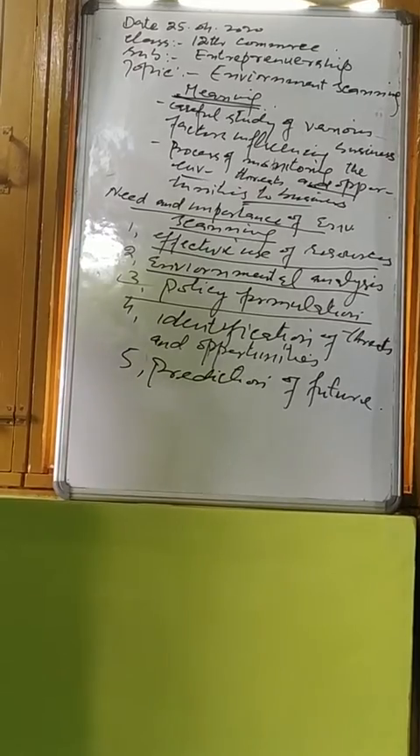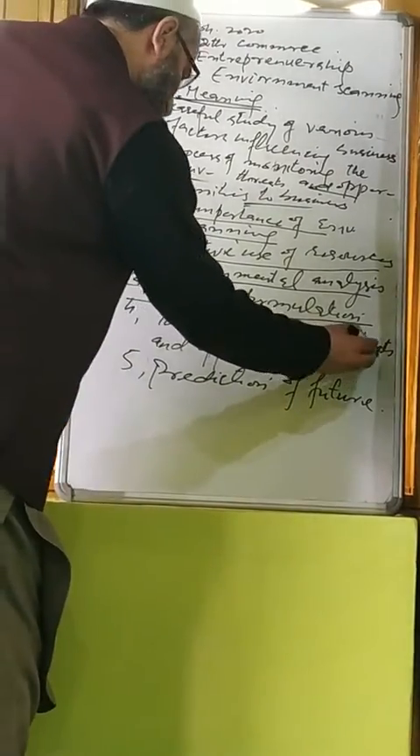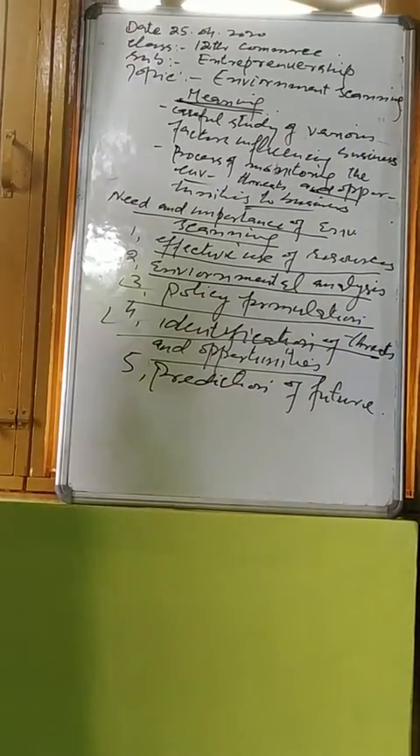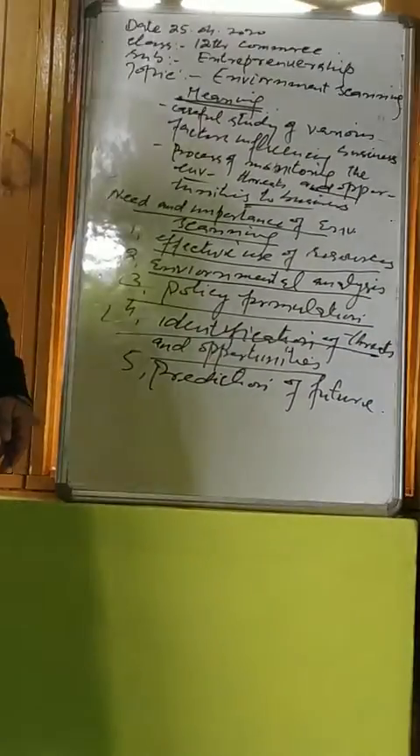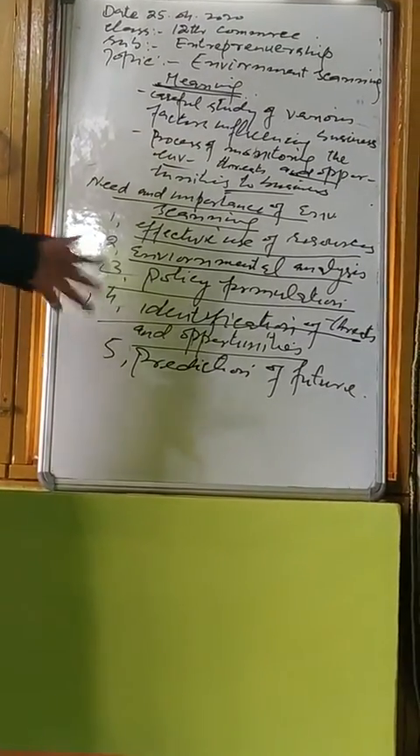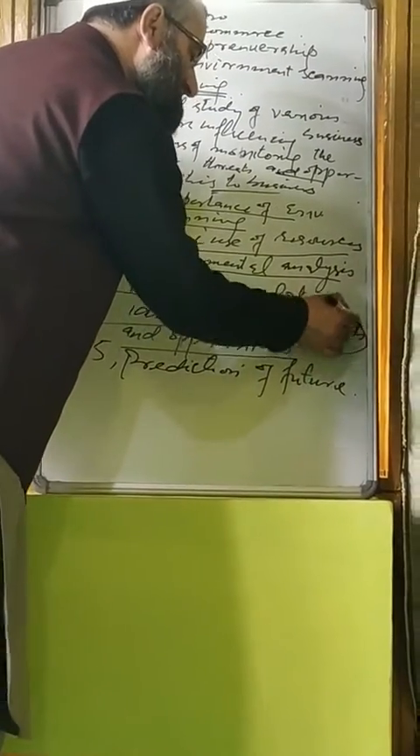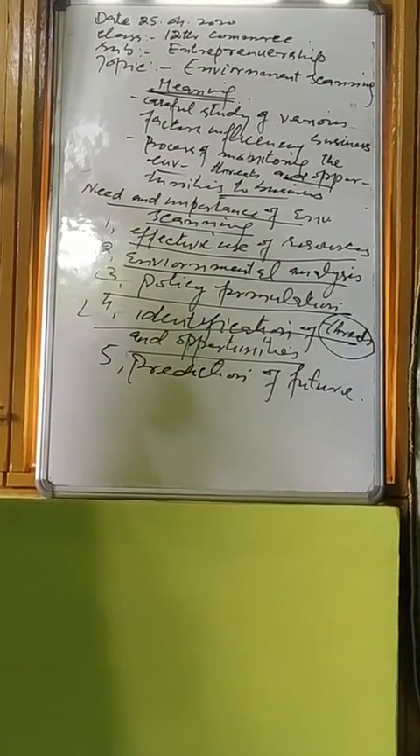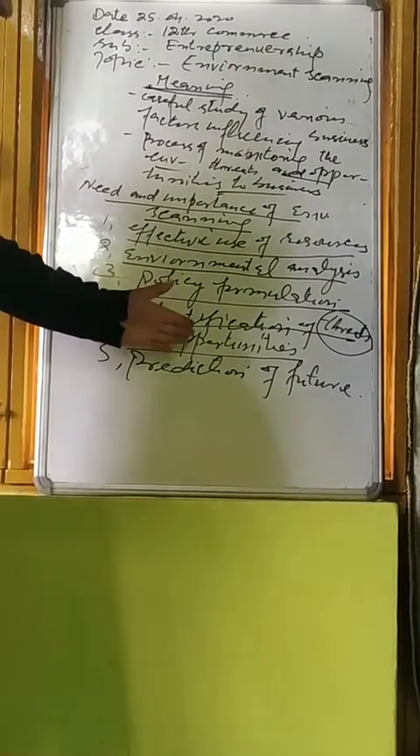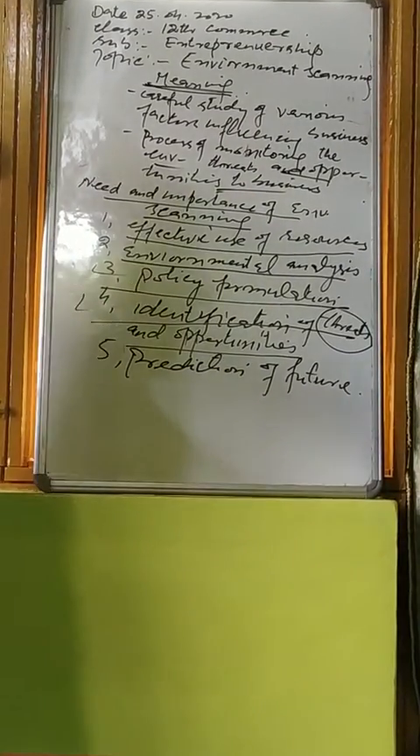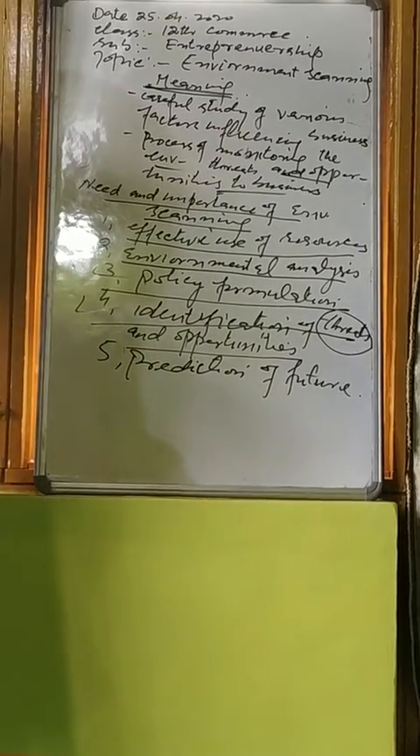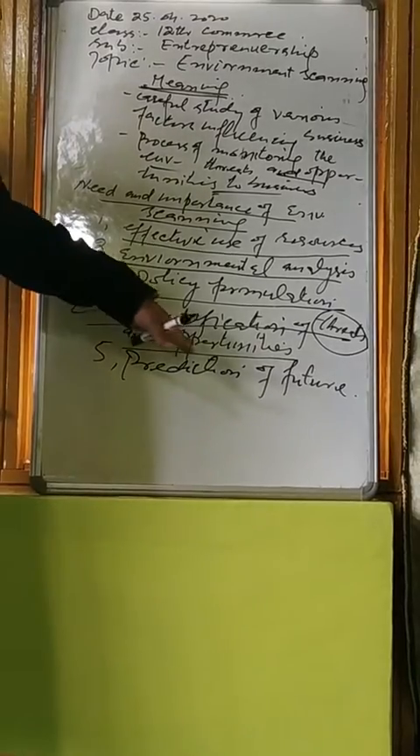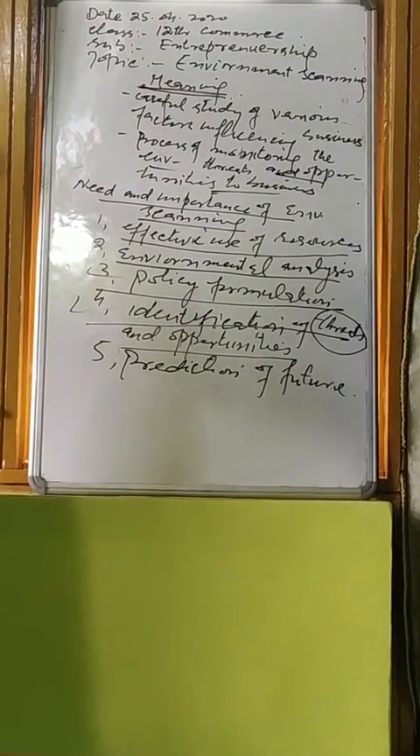Then next is identification of threats and opportunities. By a clear study of the environment, a business entrepreneur can see the threats. Threats here means the challenges. What challenges he has to face while running his enterprise. And again, opportunities means what are the plus points? What are the bases for him to run this business in that particular area?